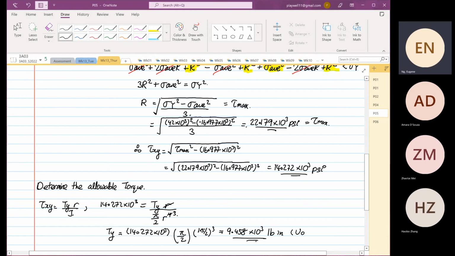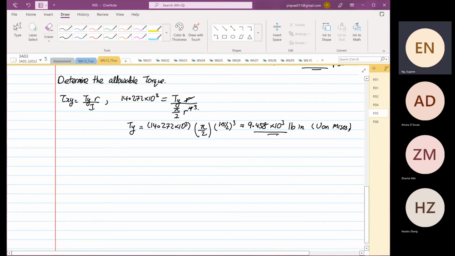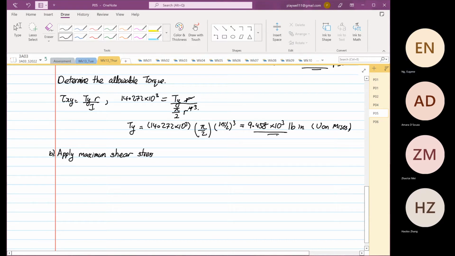And this is due to von Mises. Okay. So for part B, we are going to apply the maximum shear stress criteria.